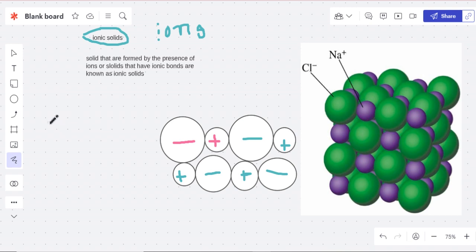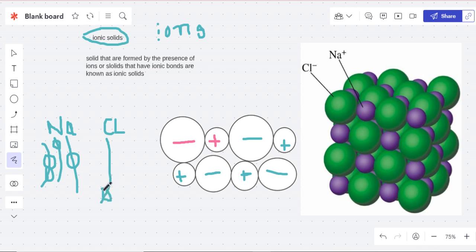are known as ionic solids. For example, let us take the example of sodium. This is a sodium atom. This is a chlorine atom. Sodium has atomic number 11: 2 electrons, then 8, you can count yourself, and then 1 in the outermost shell. Unlike sodium, the valence shell of chlorine has 7 electrons in its outermost shell. 1, 2, 3, 4, 5, 6, and 7.